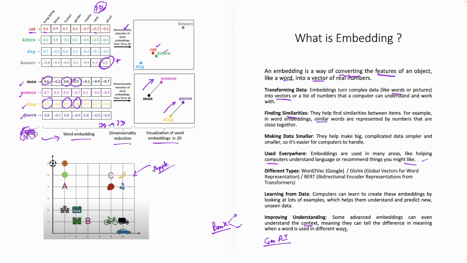I think with this, you would have got a good understanding of what an embedding is. Very simply, embedding is a simple way in which you are converting the features of an object like a word into a vector of real numbers.